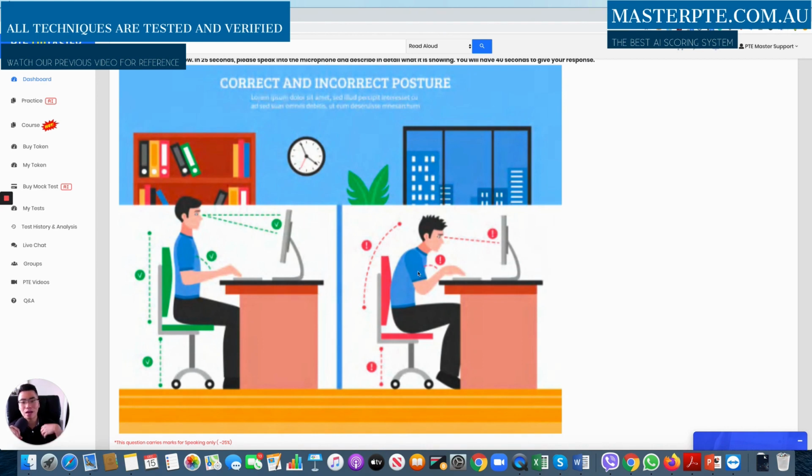So what I would say is, in this picture they are showing how to sit correctly, or you can say this picture shows the correct and incorrect posture. As you can see in this picture, we can see a man wearing a blue shirt. On the left hand side he is having a correct sitting posture, looking at the computer screen, and on the right hand side we're having the same thing of a man wearing the same blue shirt and black pants, looking at the computer screen with the incorrect sitting posture. That's all you have to say. Okay, so now I'll do a demo.